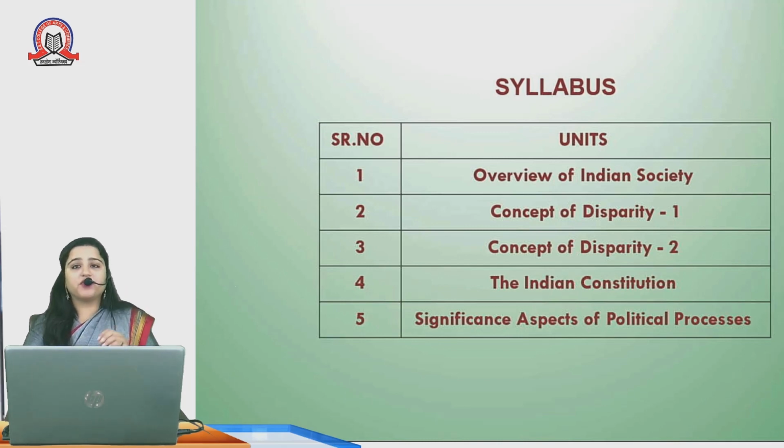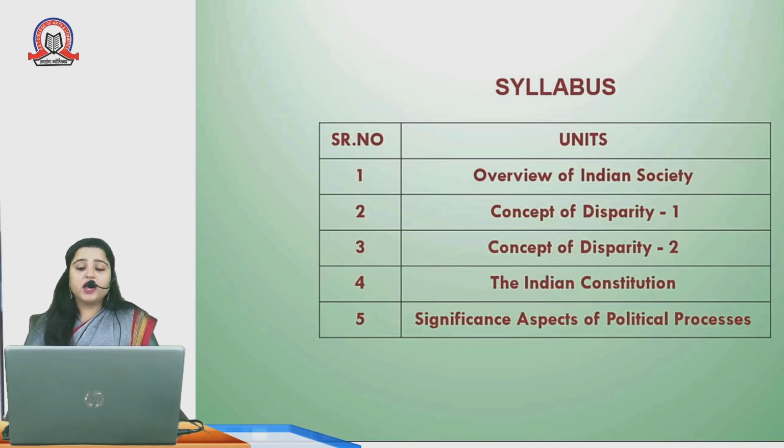The syllabus includes 5 units. The first unit deals with overview of Indian society. In this unit, we are going to see how the Indian society is, what are the different cultures, religions, castes, etc. In the second unit, we are going to see the concept of disparity 1. Concept of disparity 1 deals with differences based on language, community, caste, religion. Likewise, unit 3 also deals with concept of disparity 2.